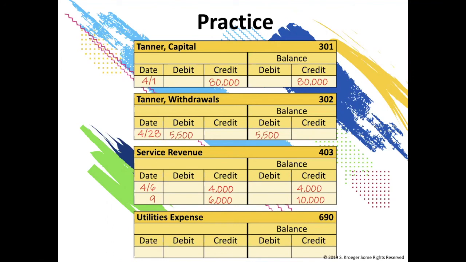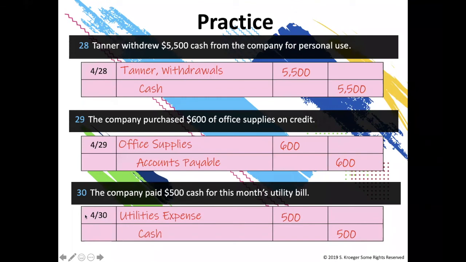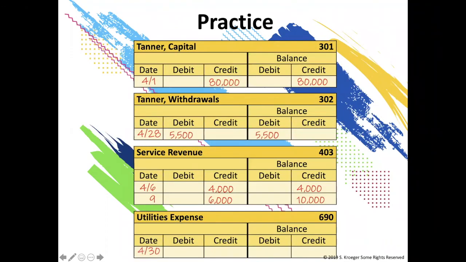Our very last account is utilities expense. There is one entry here, which should be the last one that we haven't used yet from the journal. This entry comes from the 30th. We have utilities expense as a debit of 500. Let's put that in. The date would be the 30th. We're going to post a debit of 500. My balance will now be $500. And that's all of the transactions for part B on problem number 2 for doing the ledger.